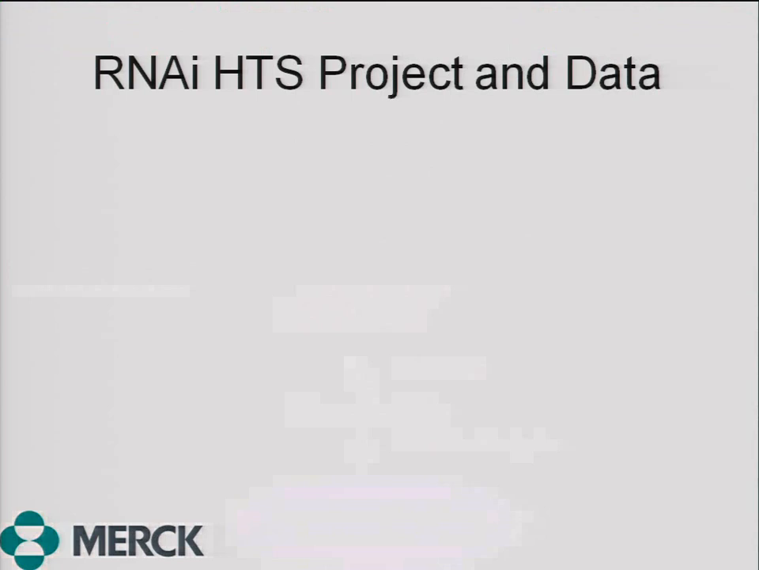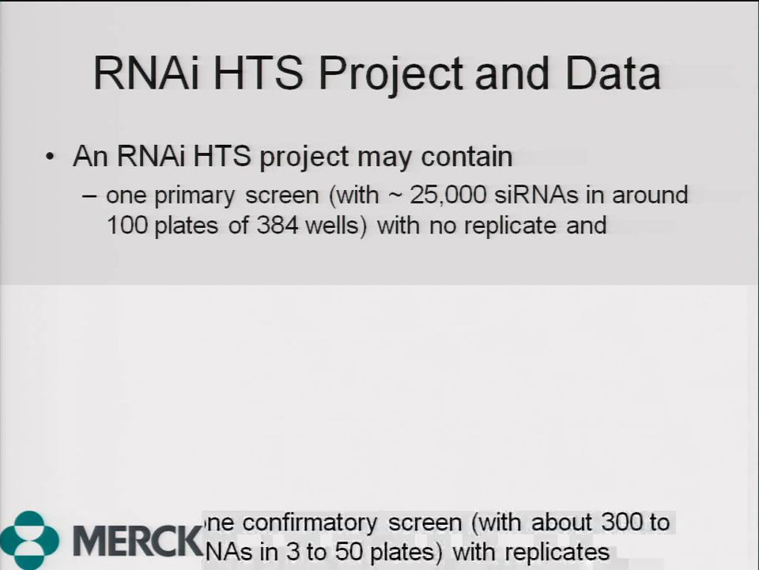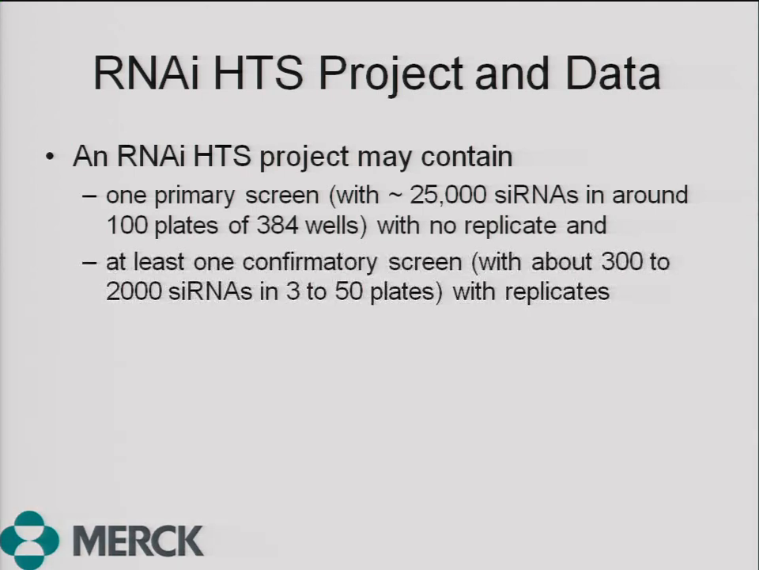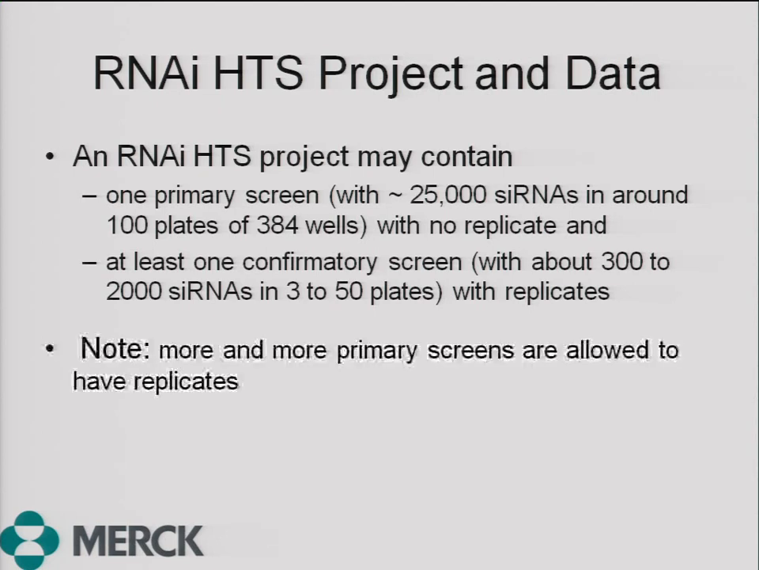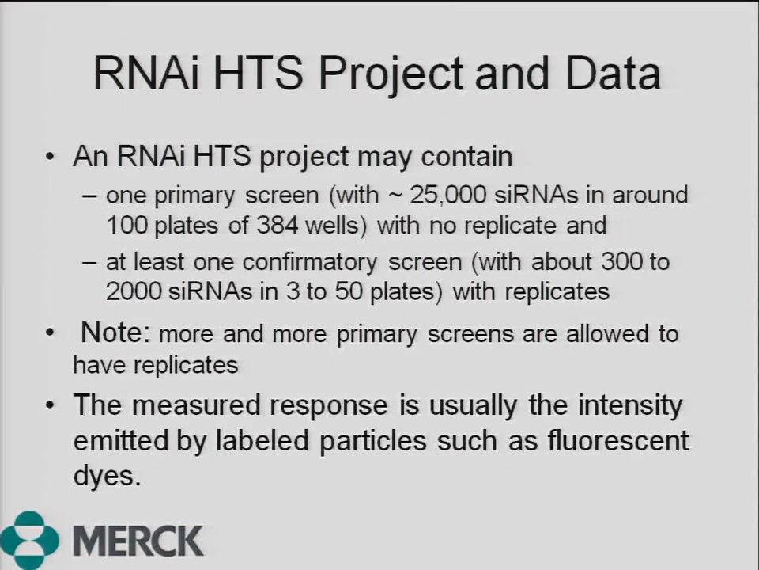So the RNAi HTS project starts with one primary screen, and in the primary screen, there are no replicates. Usually we investigate about 25,000 siRNAs, and the experiment is usually conducted in 384-well plates, and of course some experiments can be conducted in 1536-well plates. After the primary screen, we conduct one or more confirmatory screens, and in the confirmatory screen, we are usually allowed to have replicates. Now, more and more primary screens are allowed to have replicates because then you can control the error rates, the false positive rate and false negative rate. The measured response is usually the intensity indicated by the laboratory instrument.